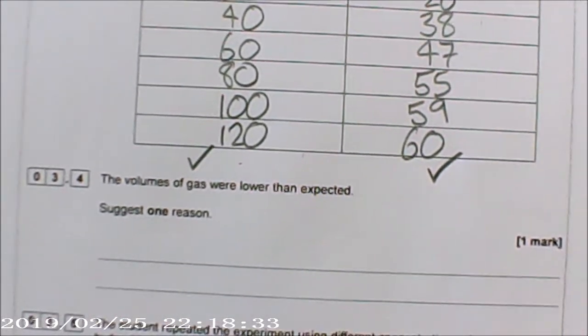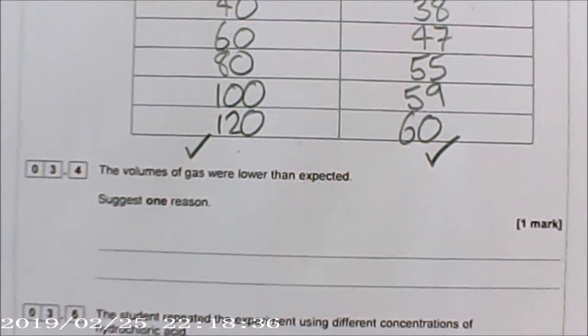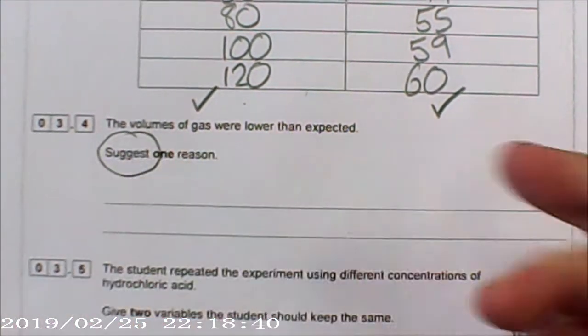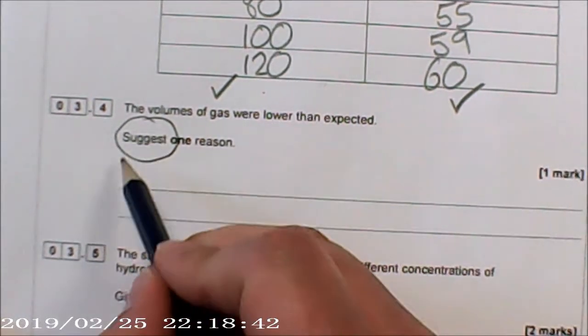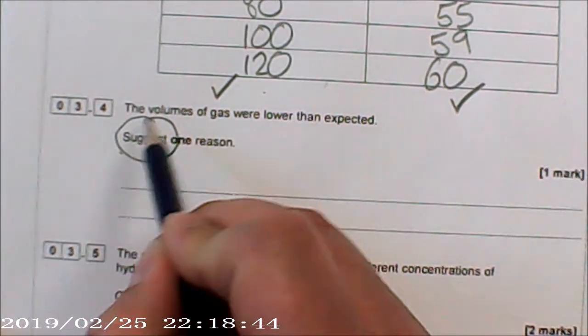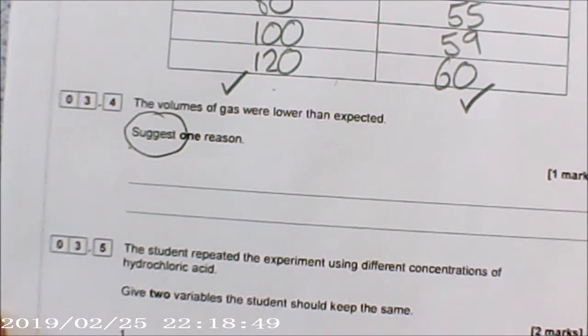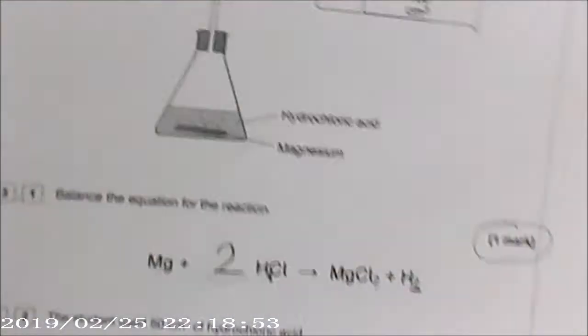Right, 3.4. The volumes of gas were lower than expected. Suggest one reason. So remember, with the command word suggest, they're not expecting you to know specifically. They want you to use your common sense. So what could have happened in this practical?